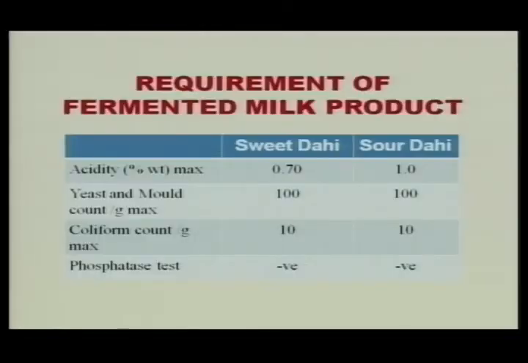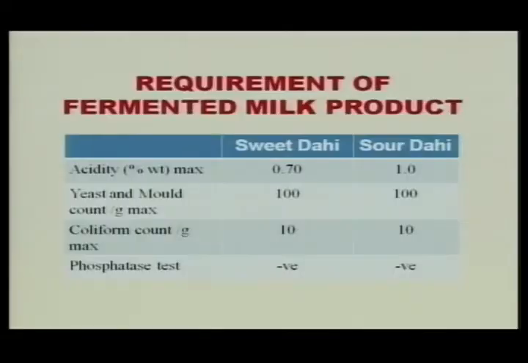If we see the composition standards for Dahi, the acidity will remain approximately 0.7% lactic acid, and in case of sour Dahi it may be 1.0. Yeast and mold count shall be 100 per gram maximum, and in case of sour Dahi also it shall be 100. The coliform count per gram maximum 10 is the permissible limit, and the phosphatase test shall be negative in both sweet Dahi and sour Dahi.